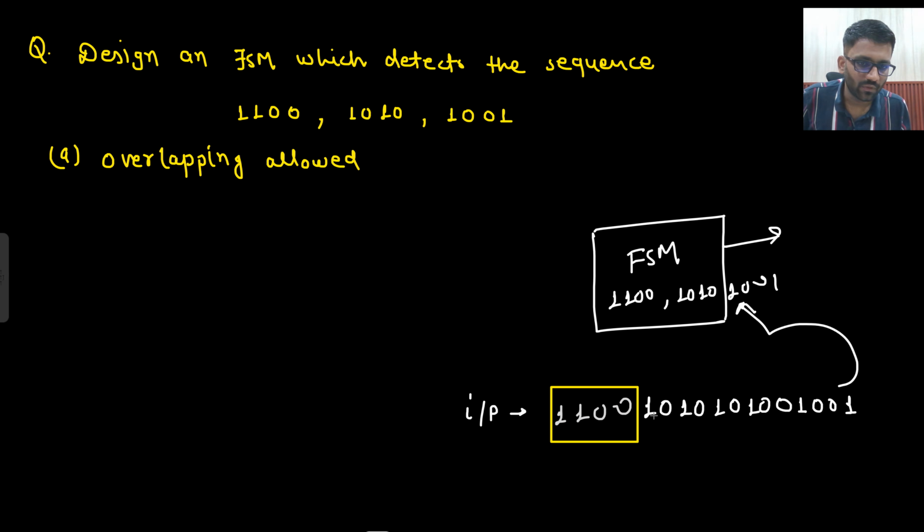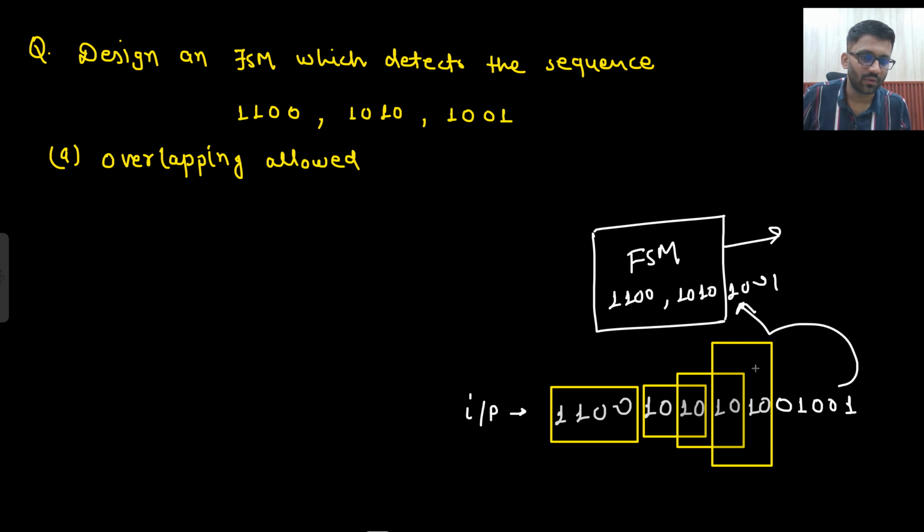Then 1 0 1 0, it will give me high output. Then again here also I can see 1 0 1 0, again it will give me high output. Again 1 0 1 0 I can see, again high output. 1 0 0 1 I can see, again it will give me high output. Then 0 1 0 0 nothing, 1 0 0 1 again I can see, again it will give me high output.